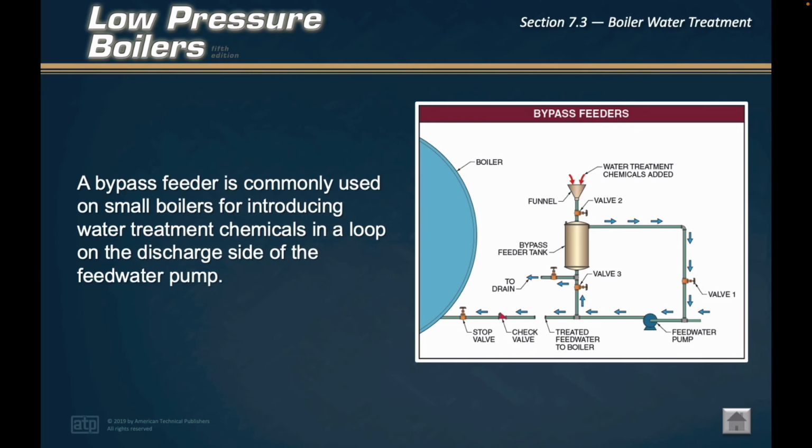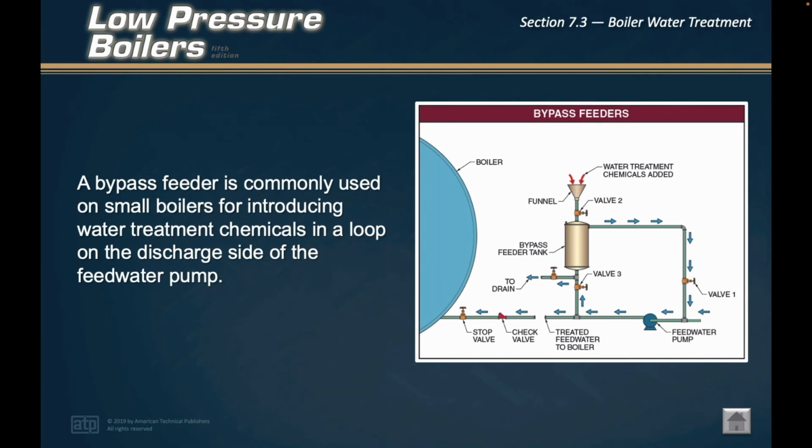Bypass feeders are commonly used on smaller boilers in plants where the load is constant and makeup water demand is low. Water treatment chemicals are added as required by the boiler operator. The inlet to the bypass feeder is installed on the discharge side of the boiler feedwater pump. Valves are opened and closed by the boiler operator to control the amount of chemicals added by the bypass feeder.